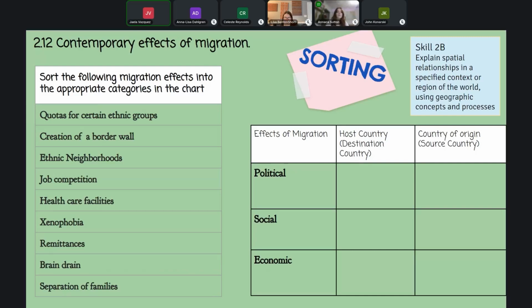Now you could do this with a manipulative, or you could put it on a Google slide. I really think this helps them because they already know these words. They know xenophobia, they know remittance, they know brain drain, they know ethnic neighborhoods. And now it's time for them to put it as an effect. And that helps them with their permanent memory a lot.